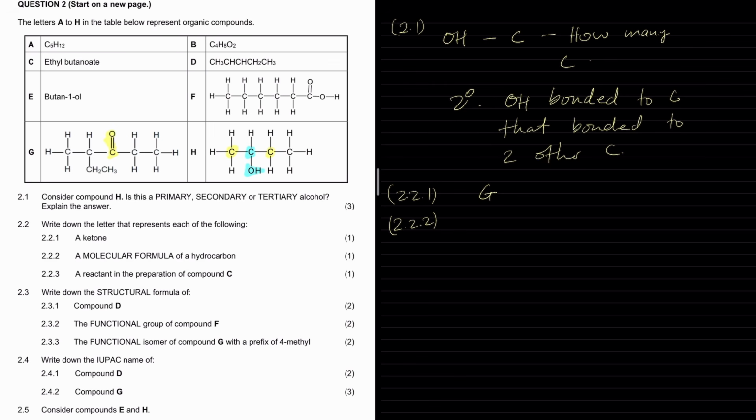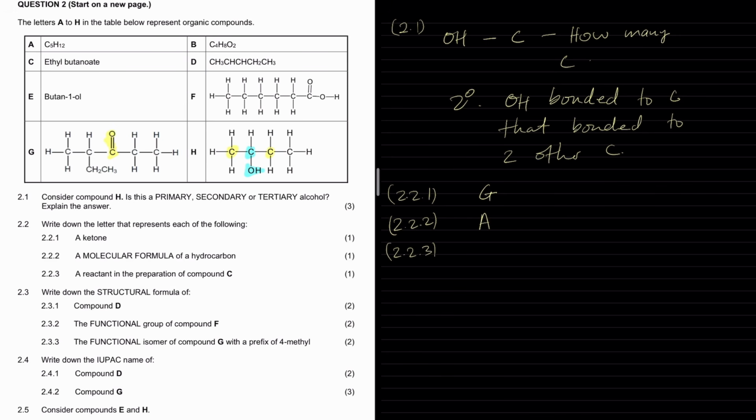2.2.2, a molecular formula of a hydrocarbon. So molecular formula meaning I am eliminating H, G, F, E, D, and C because those are not molecular formulas. I'm looking at either A or B. Now, a hydrocarbon is a compound that only has hydrogens and carbons. B has oxygen in it, so that's not a hydrocarbon, so the answer is A.